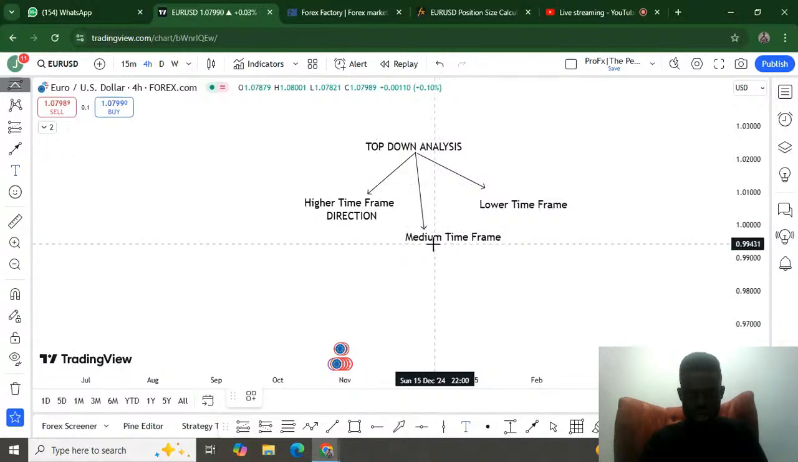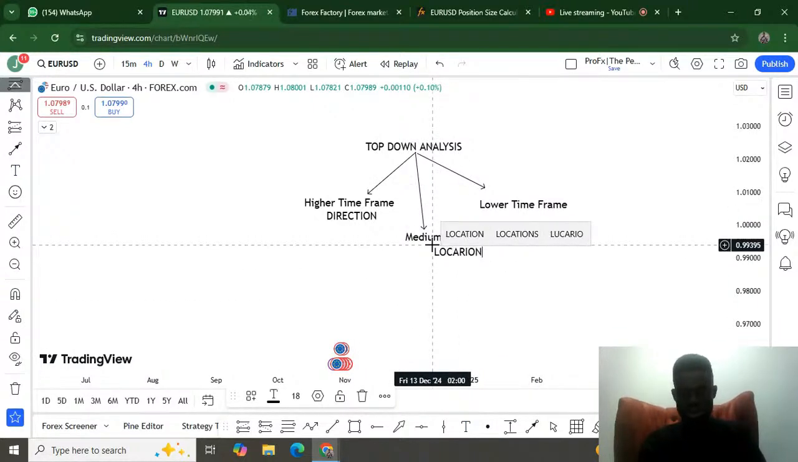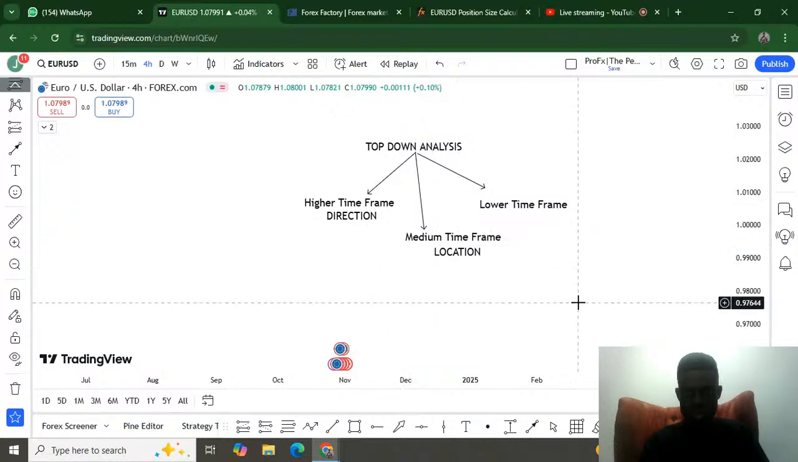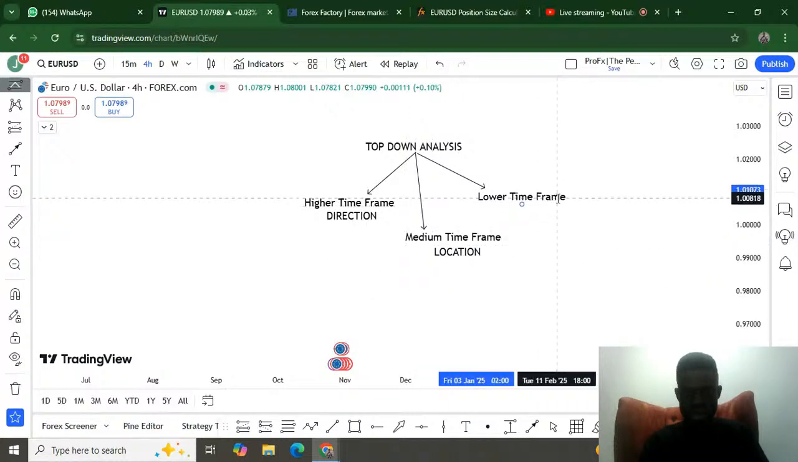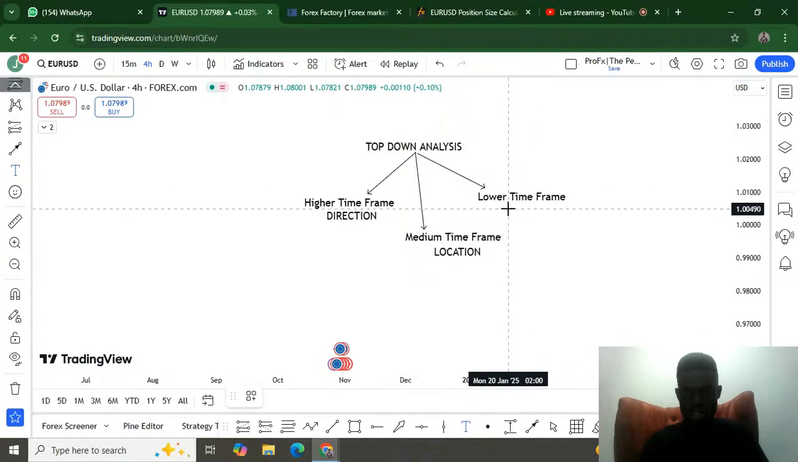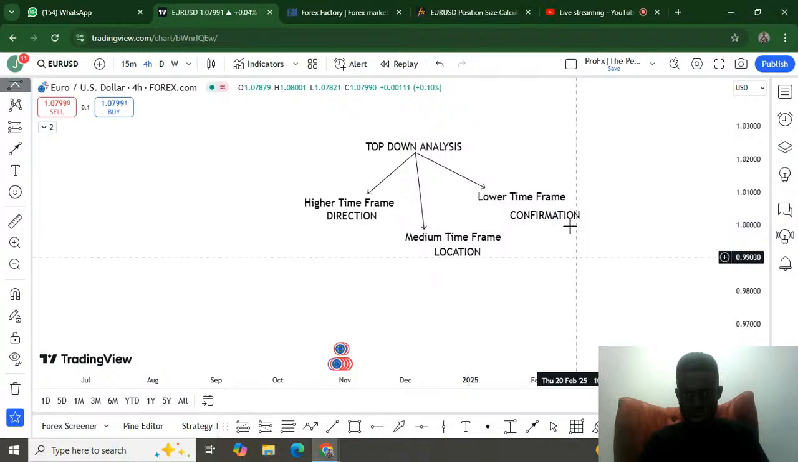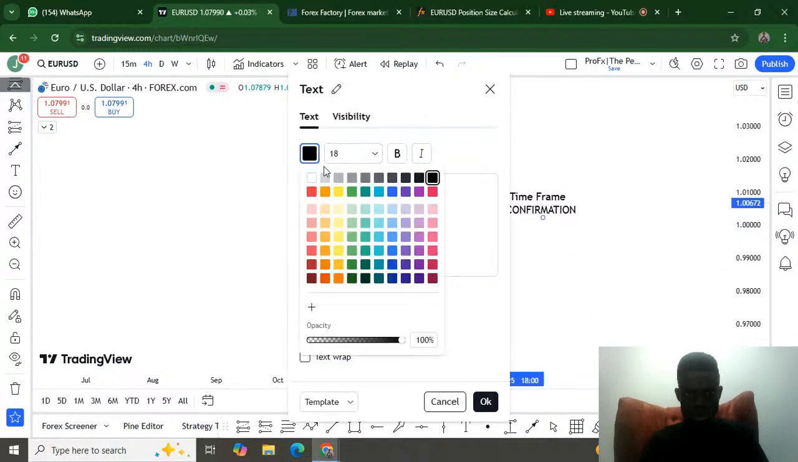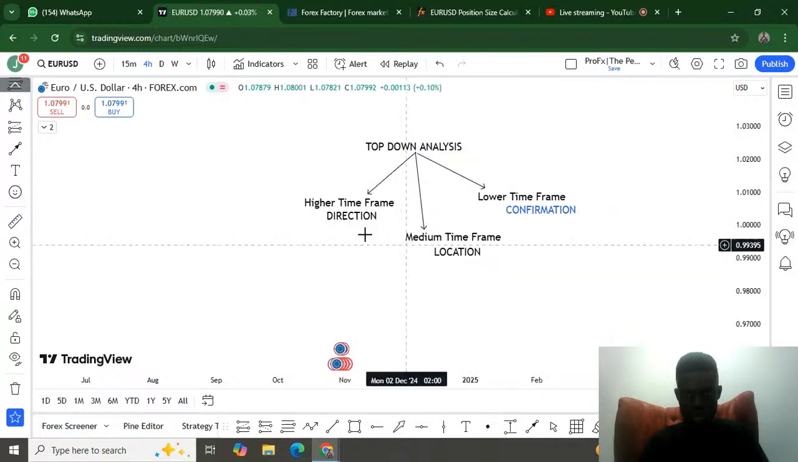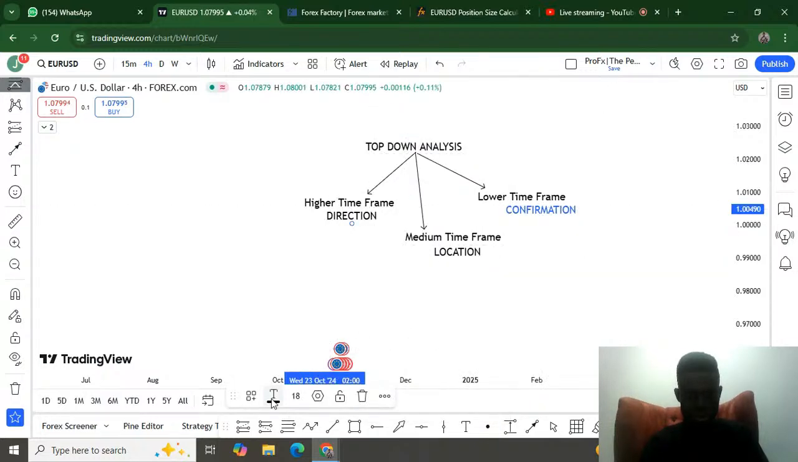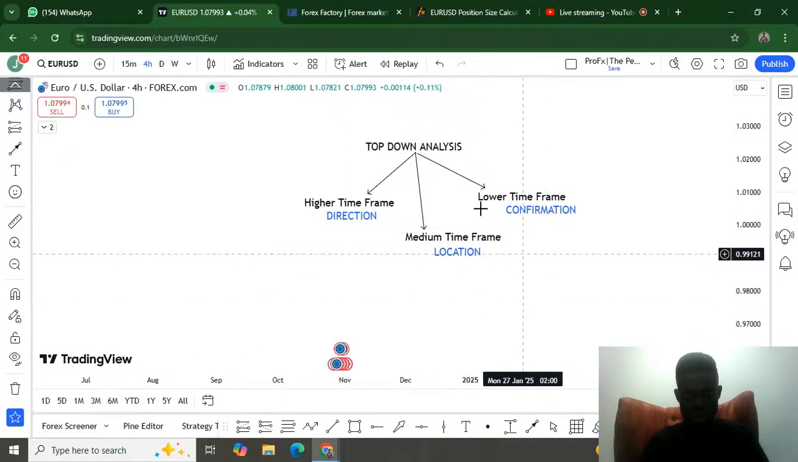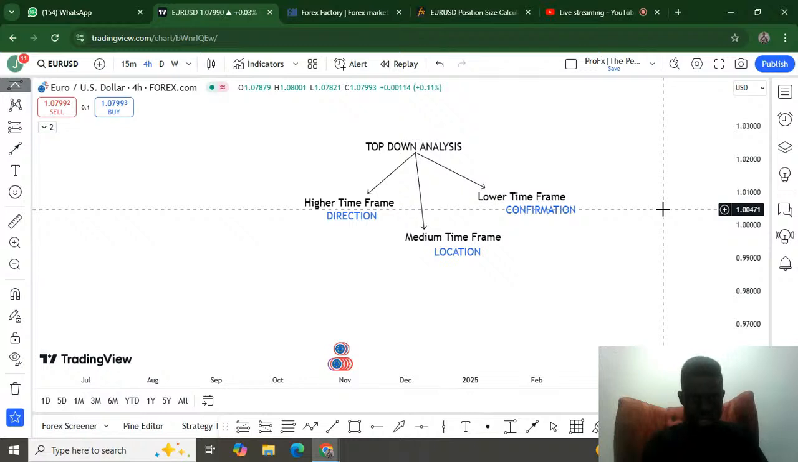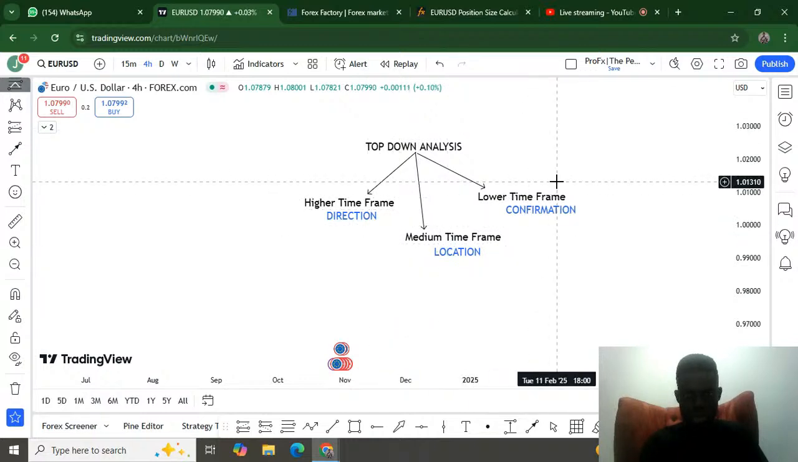Medium time frame is for location, whilst your lower time frame is for what? Confirmation. So that's the first thing we need to take cognizance of. Let me change this into blue, so we have a different color. Are we together? So this is where we're starting from: top down analysis, higher time frame, medium time frame, lower time frame.